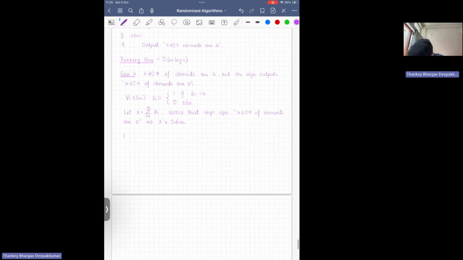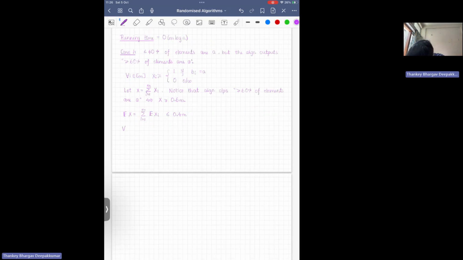So expected value of x is, by linearity of expectation, the sum of expected value of xi, each and every one of them is at most 0.4 times m. Why? Because each and every xi is a 0, 1 random variable, and since we are picking bi uniformly at random from the array, an array has at most 40% a's, the probability of a random element being a is at most 40%, so that's 0.4. So this is the expectation.